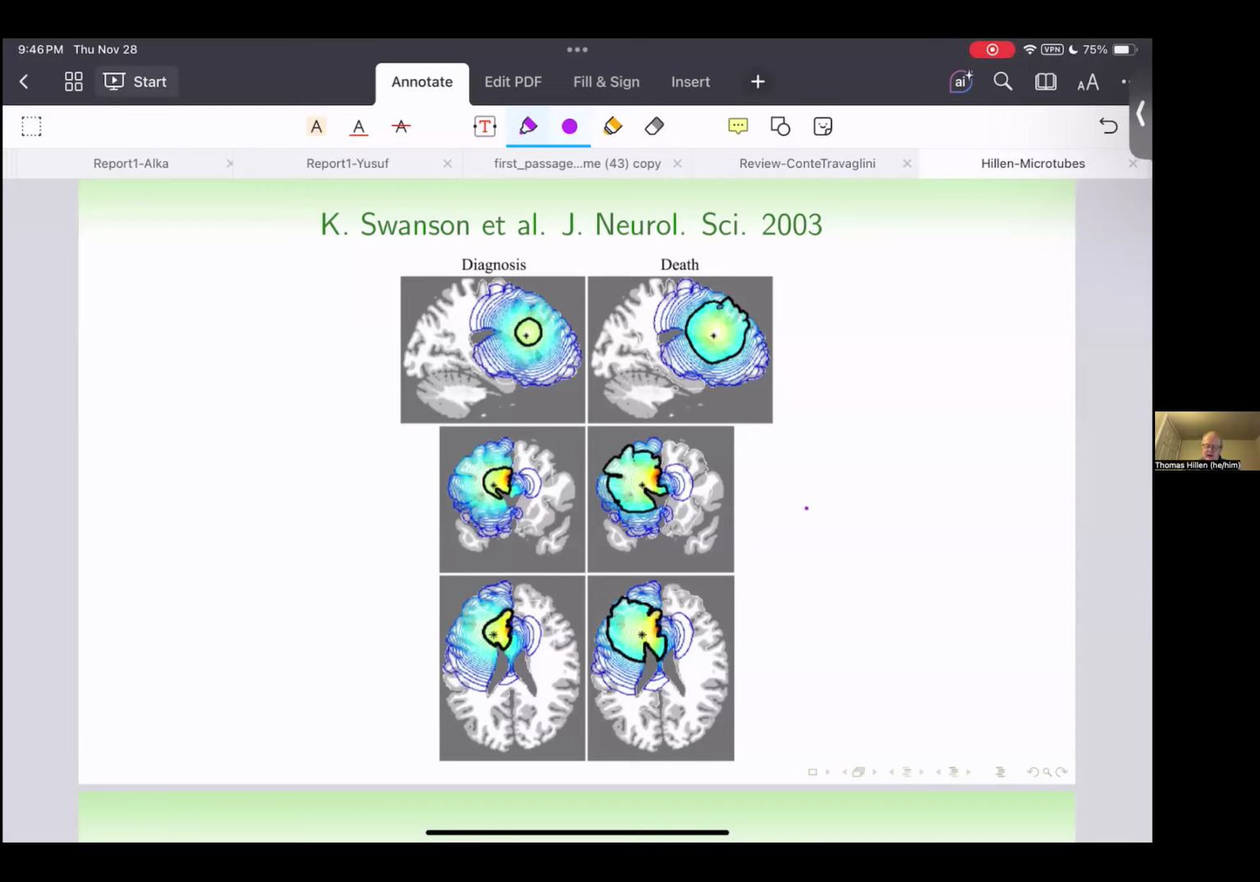So Swanson's model has been done for hundreds of patients, and it's used a lot. Maybe it's even more than hundreds of patients. Okay.